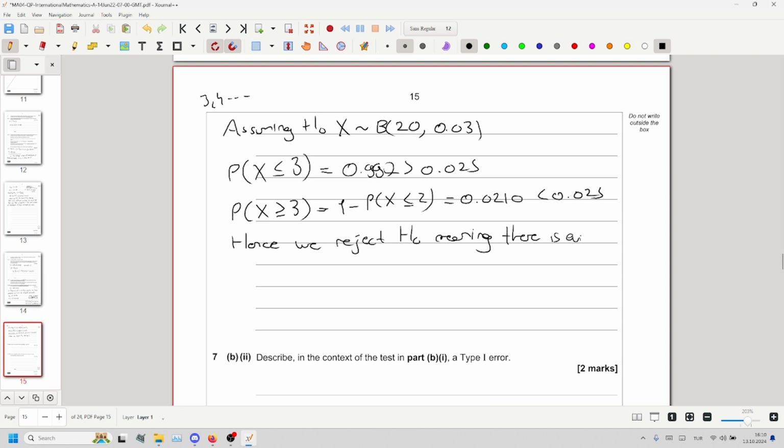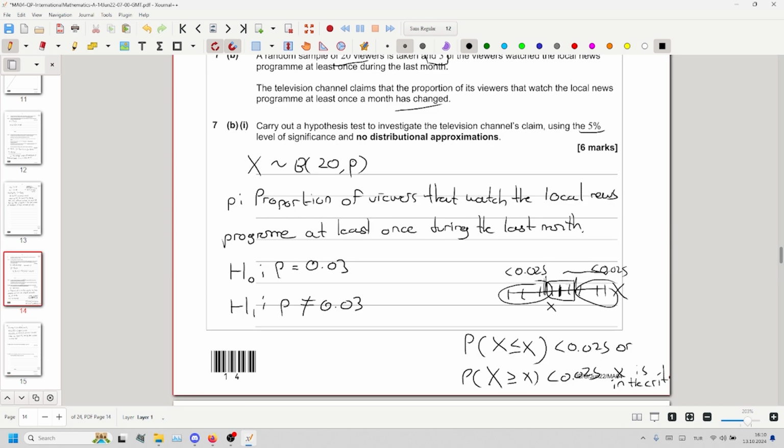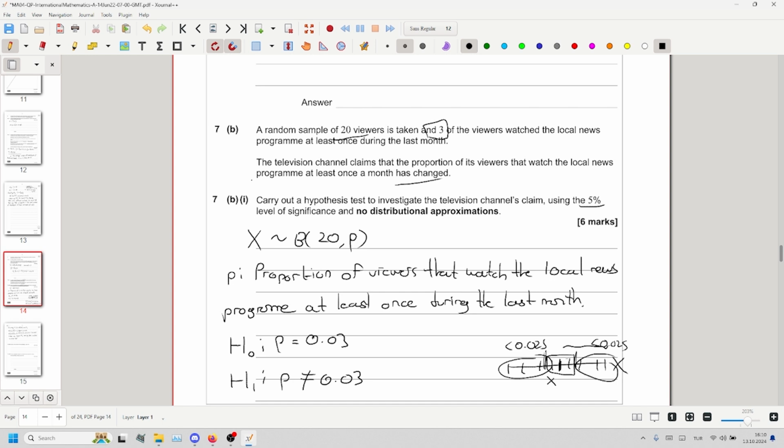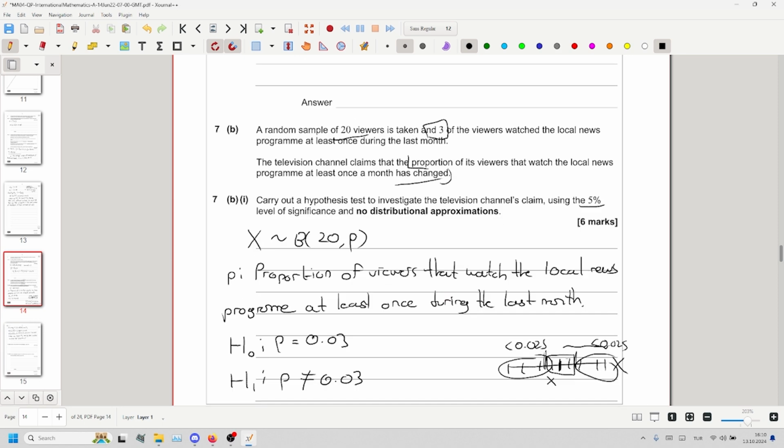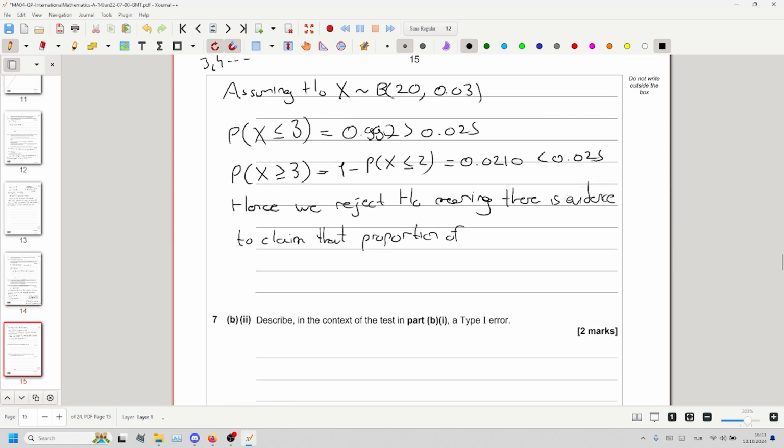evidence to claim that the proportion. After that, we just have to write this line. I'm not going to write all of this. Basically, you just have to copy this line. There is evidence to suggest that the proportion of the television channel's viewers that have watched the local news program at least once a month has in fact changed.